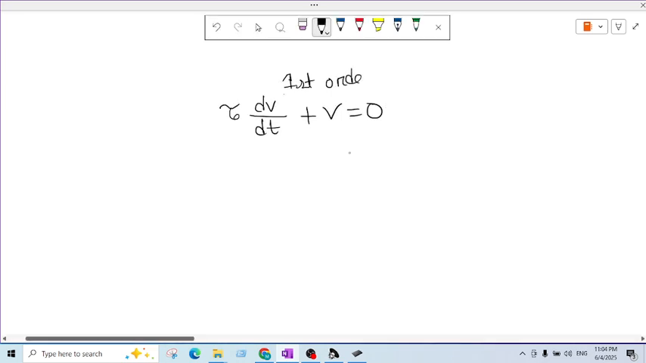It's a differential equation of first order. Why first order? Because there is no d square v by dt square or higher order; you have only first order here. So in this video we will solve this equation and find a function for v, and we will see that this function looks like a decay function.